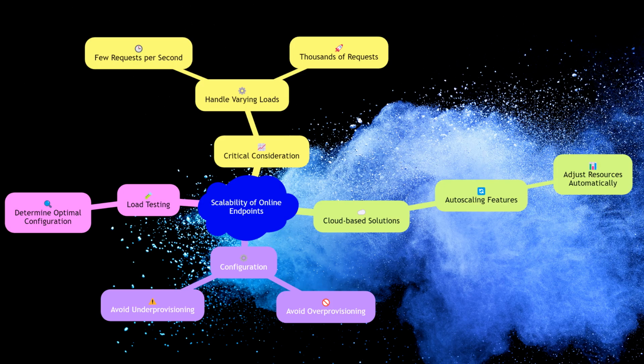Scalability is a critical consideration when deploying a model to an online endpoint. The endpoint should be able to handle varying loads, from a few requests per second to thousands. Cloud-based solutions often provide auto-scaling features that automatically adjust the resources based on the load. However, it is essential to configure these settings correctly to avoid over-provisioning or under-provisioning resources. Load testing can help you determine the optimal configuration for your endpoint.